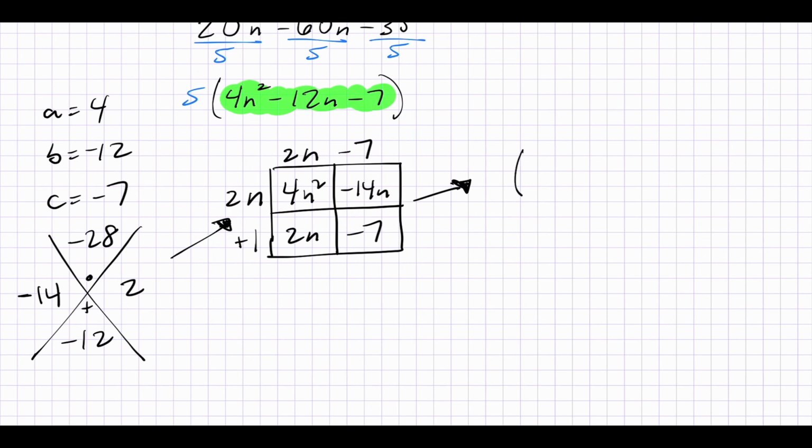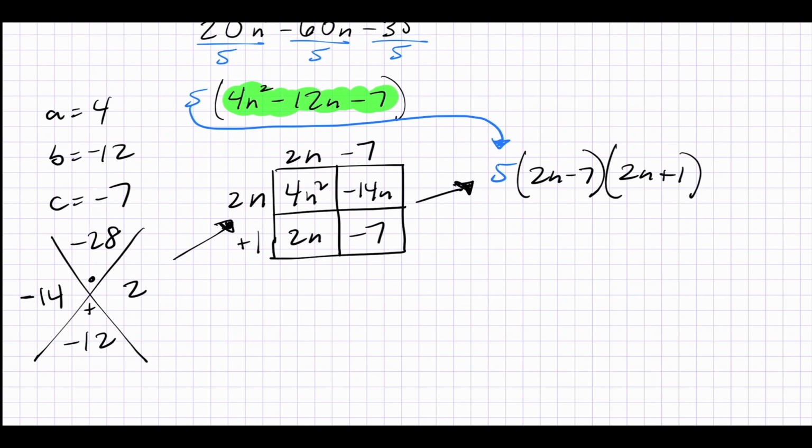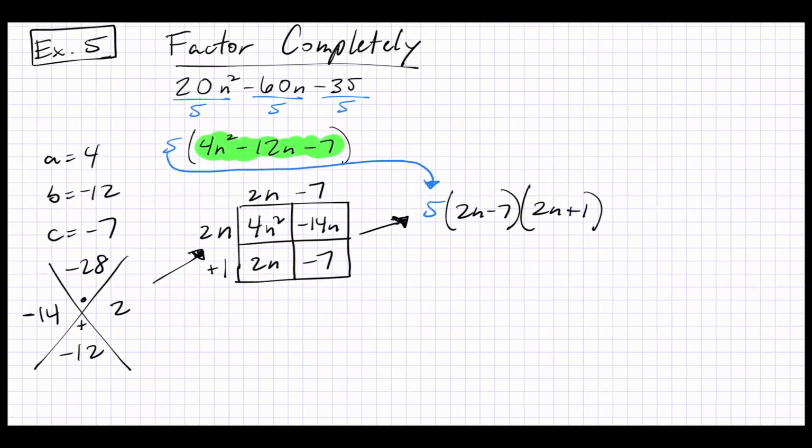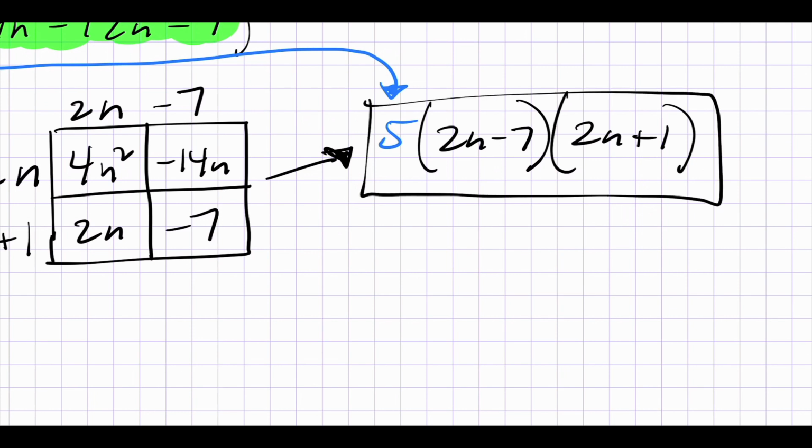Okay, so now I have 2n minus 7, 2n plus 1. But I can't forget about my GCF. The directions just said factor. They didn't say solve. If they said solve, I would split them up, set them equal to 0, and do what I've been doing before, but they don't say solve. That's all.